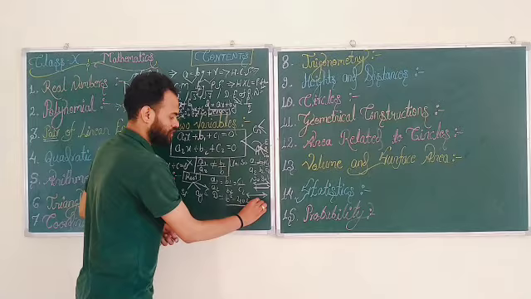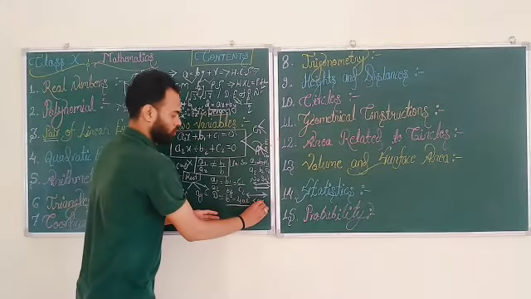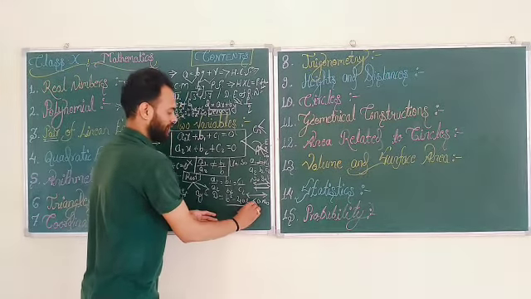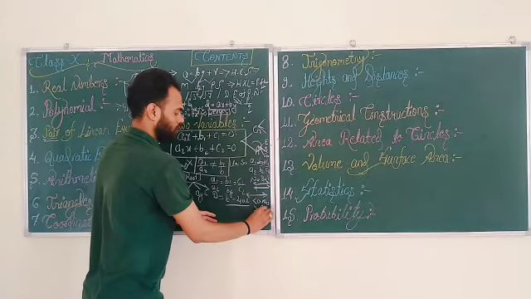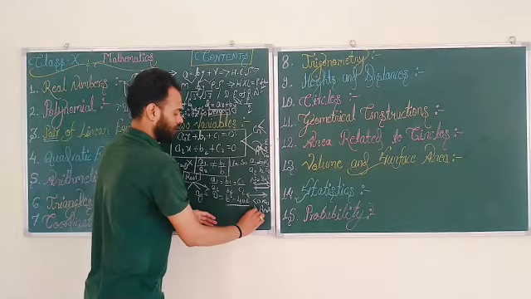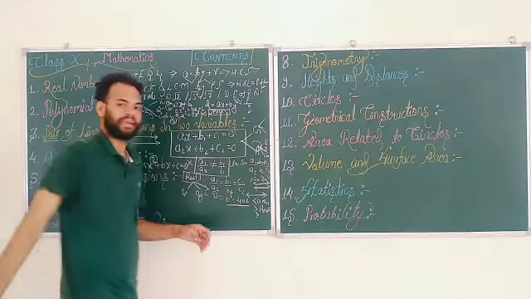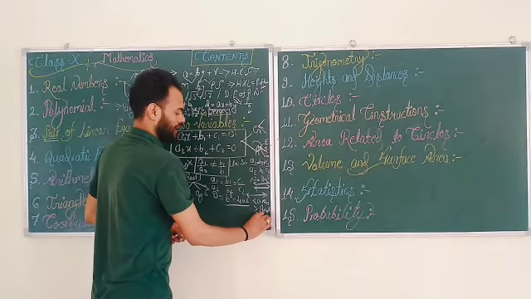If it is less than 0, then no real roots. If it is greater than 0, that means real roots. And if it is equal to 0, that means equal and real roots.